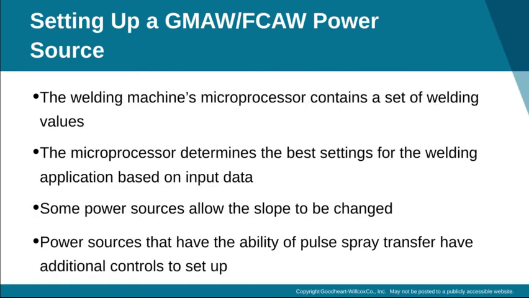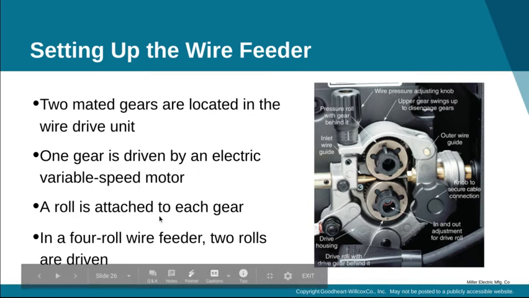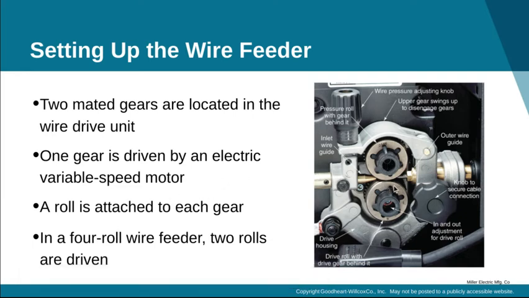Welding machine's microprocessor contains a set of welding values. Okay, why are we talking about microprocessors? Okay, setting up the wire feeder. Two mated gears are located in the wire drive unit. One gear is driven by an electric variable speed motor. A roll is attached to each gear, and in a 4-roll wire feeder, 2 rolls are driven. So, like here, you can see your drive rollers. That's what's going to pinch the wire and roll it through your gun.